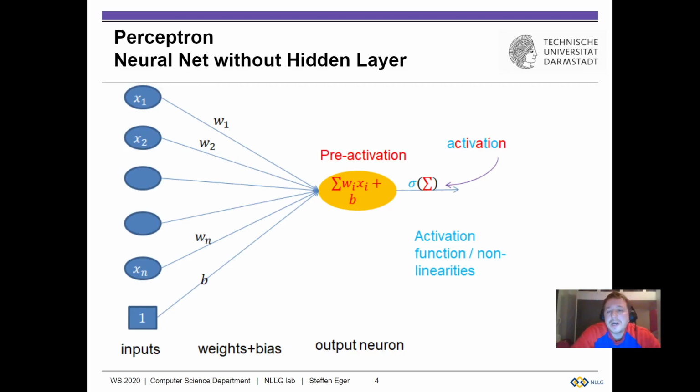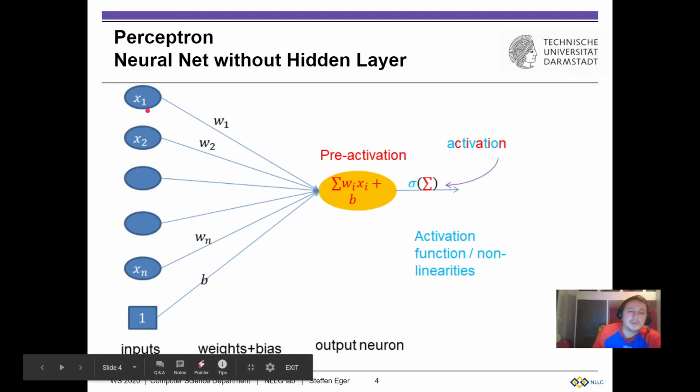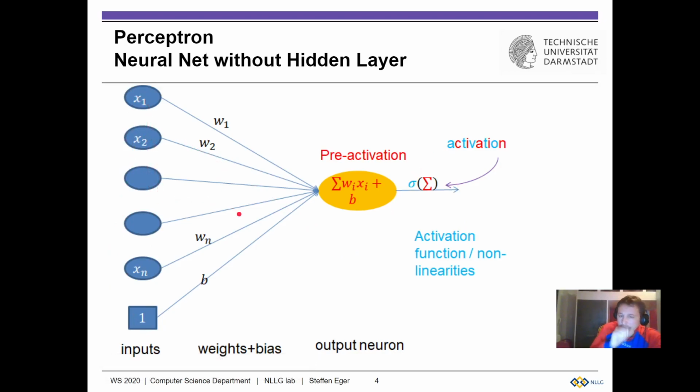So I want to start out with one of the simplest neural network models that you can think of, namely it consists of a couple of input units. You can also call them input nodes or input neurons. And they are connected to some other neuron, and we call this the output neuron. And each of those units receives some input, which is a real number, and we denote them here by x1 to xn.